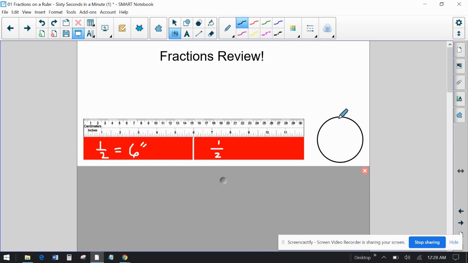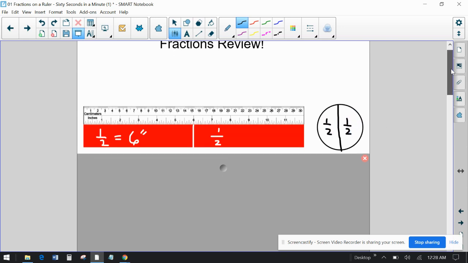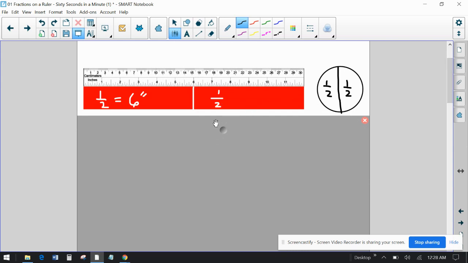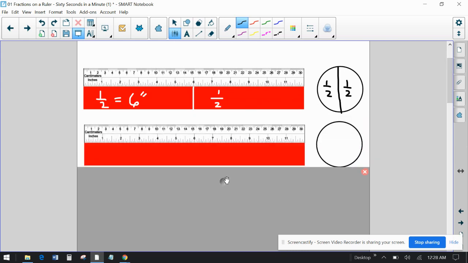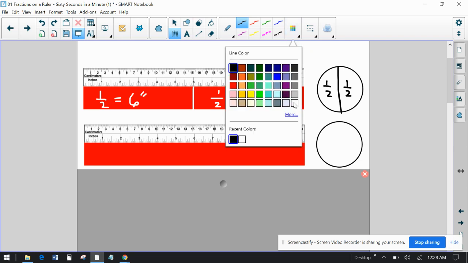If we were just partitioning a circle, like let's say this was a cookie or something, here's a half, and here's a half. Two of those would make a whole. So we're going to skip thirds now, and we're going to go to fourths. The reason why I like to skip thirds is because thirds don't necessarily go with the half. Fourths naturally do, and you'll see why.